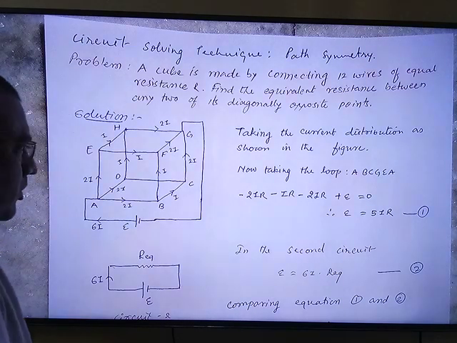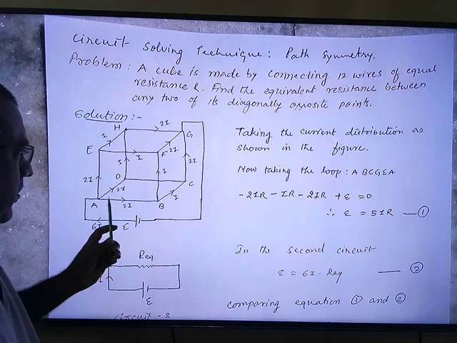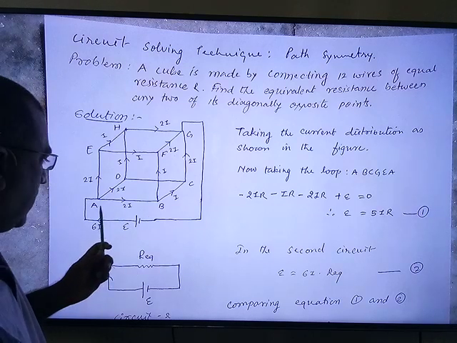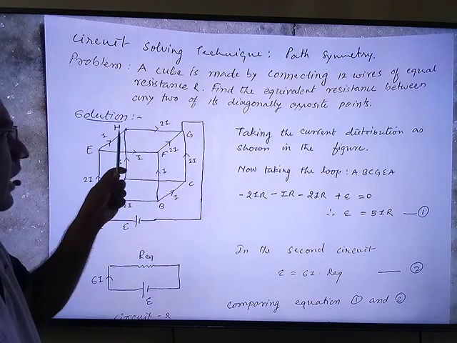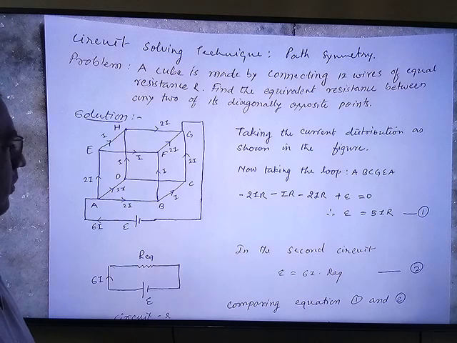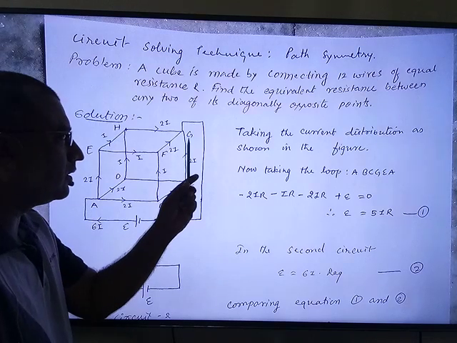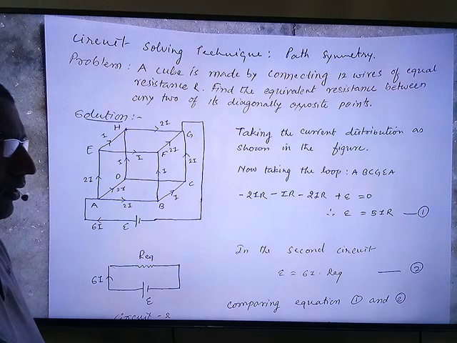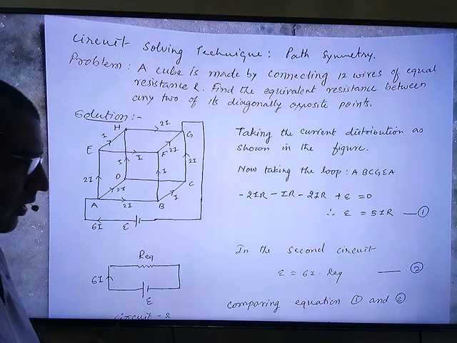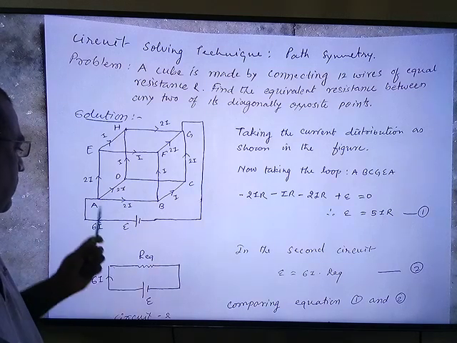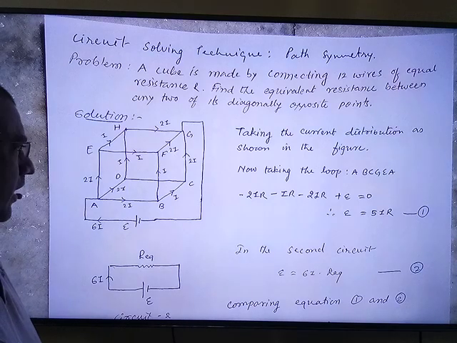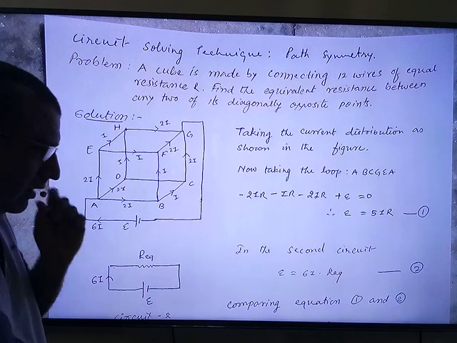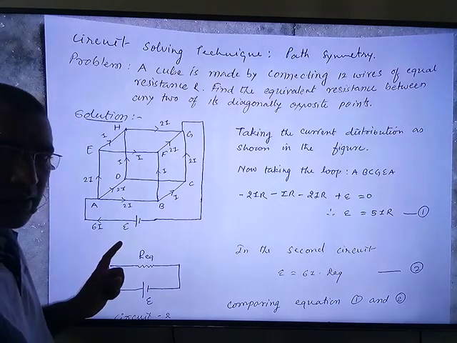Now I have drawn the cube and named the vertices A, B, C, D, E, F, G and H. The two diagonally opposite points I have selected are A and G. So to find the equivalent resistance, I have joined a battery of EMF epsilon across the two points A and G. And I have assumed that 6I current is flowing through the battery.